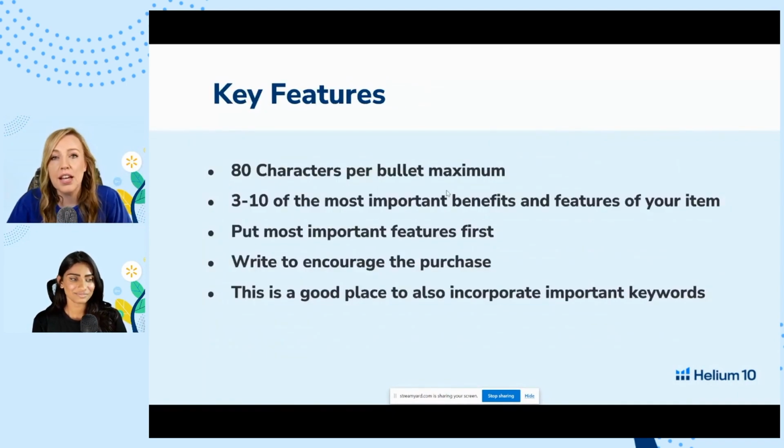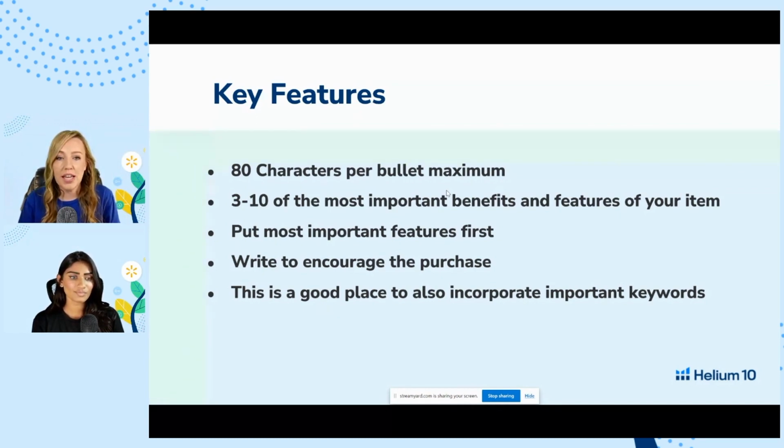Next is key features, and key features are really important. You see these as these little bullet points on the listing. You'll see, when you scroll down, you see the description first, and then you see the key features. And these are those little bulleted points. You only want to do 80 characters per bullet. A lot of Amazon sellers will just copy and paste there. And again, you don't want to do that.